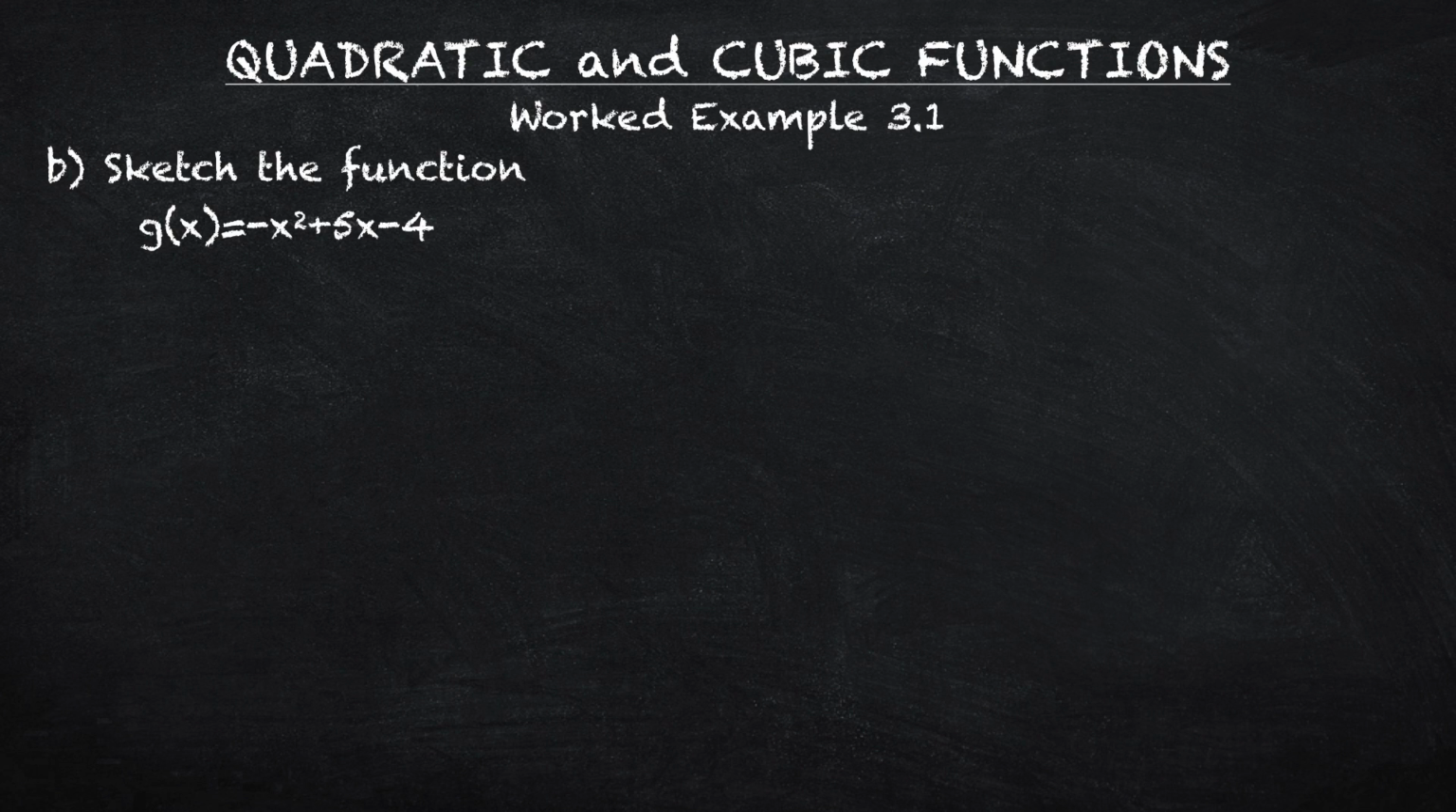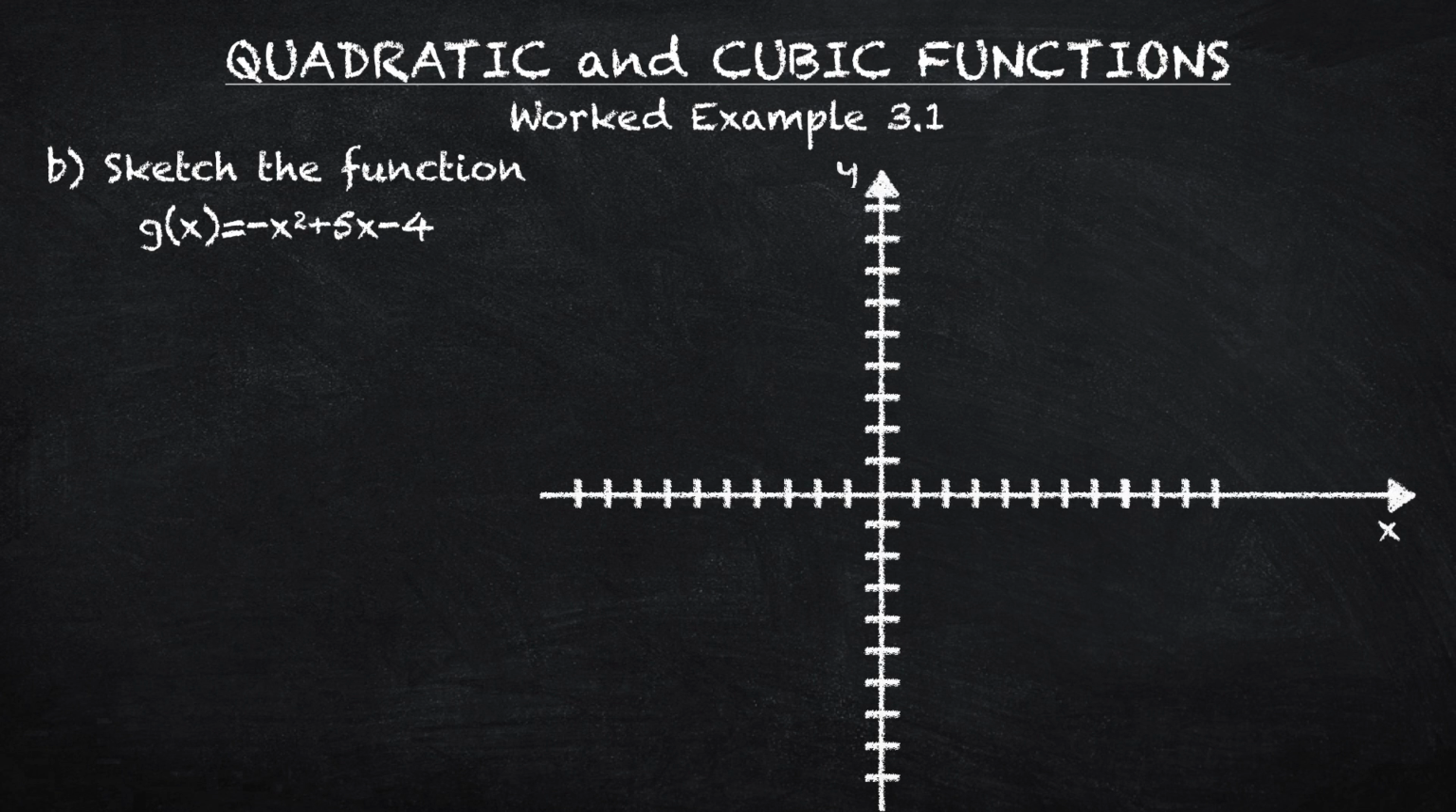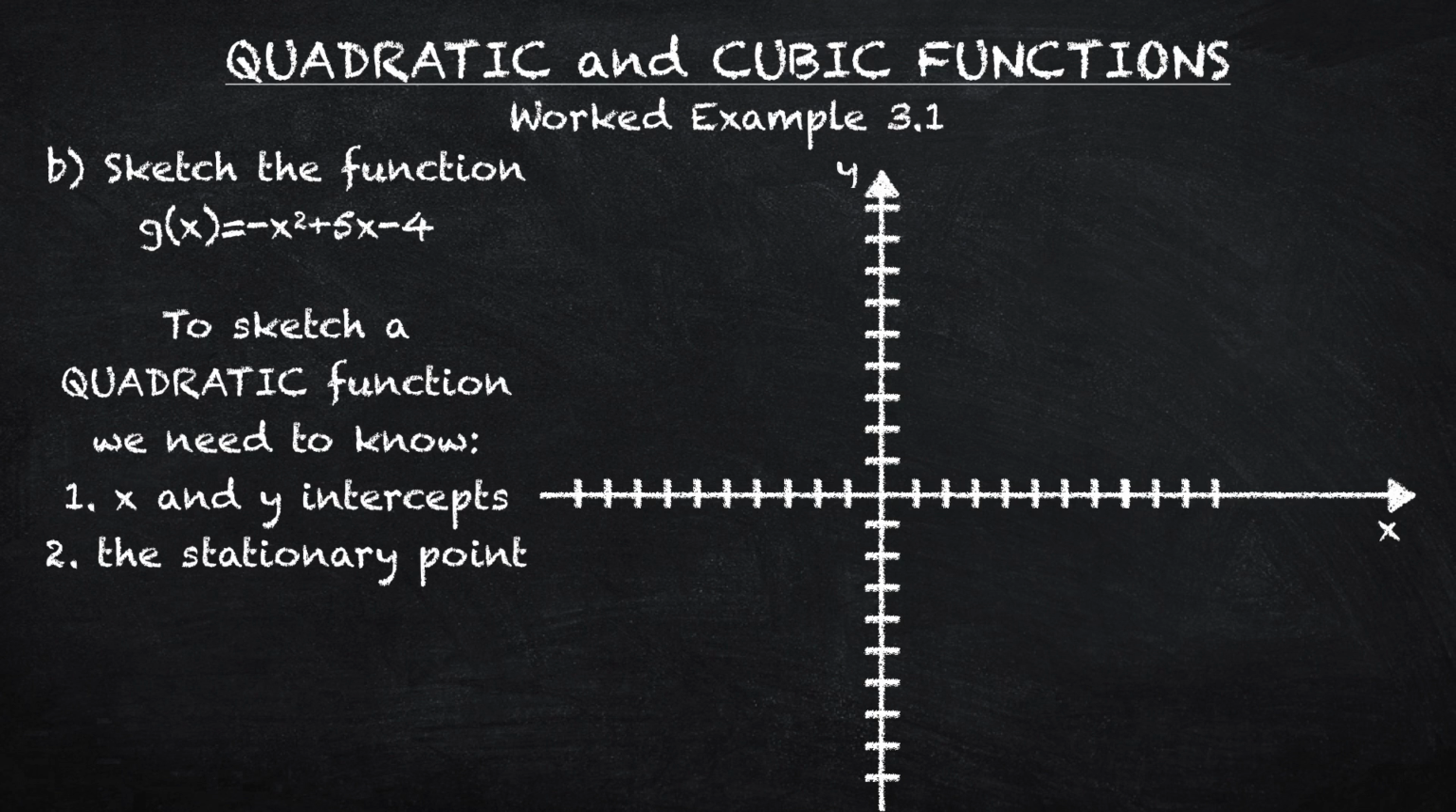The second exercise is: sketch the function g of x, which is equal to minus x to the power of 2 plus 5x minus 4. Since we have to sketch, the first thing to do is to draw our Cartesian plane. Then we need to remember that to sketch a quadratic function, we need to know the x and y intercepts, which are the points where the function meets the x and y axes, and the stationary point, which is the point where the first derivative of the function g is equal to 0.